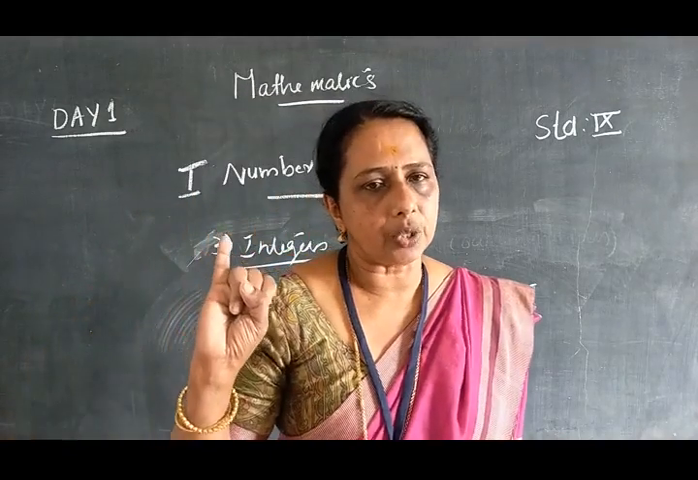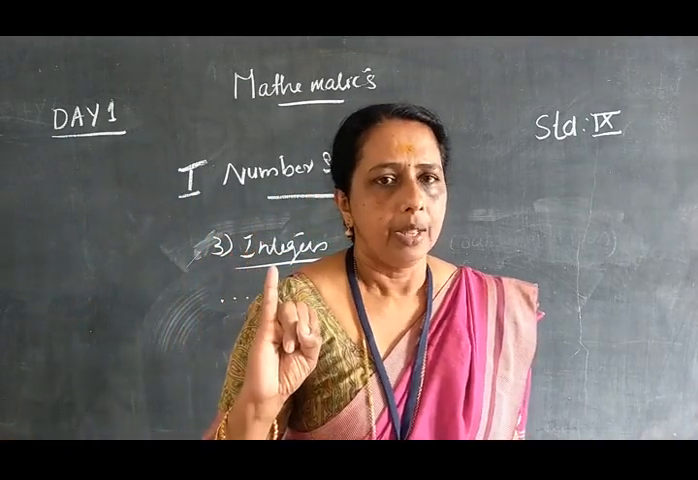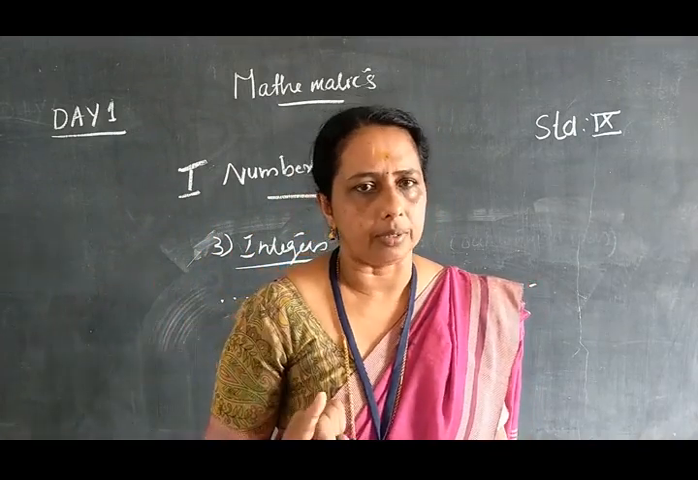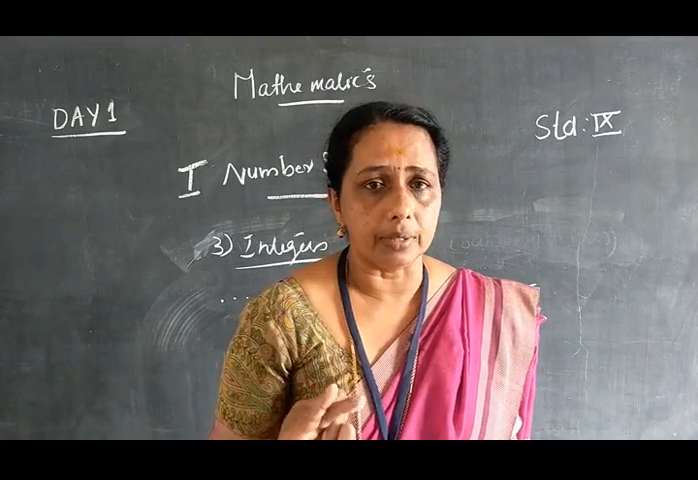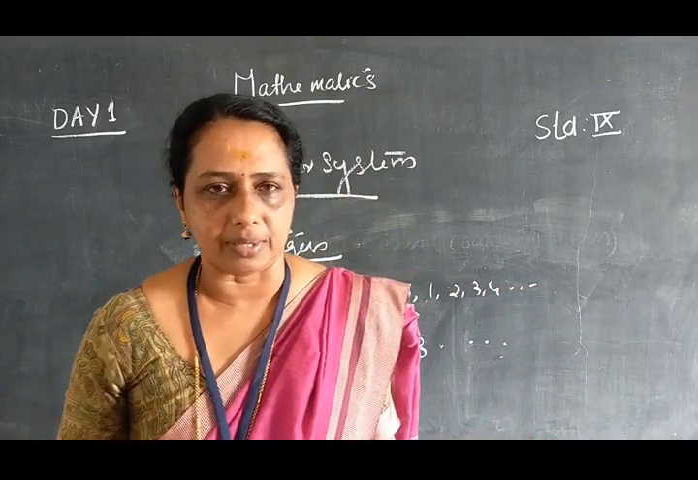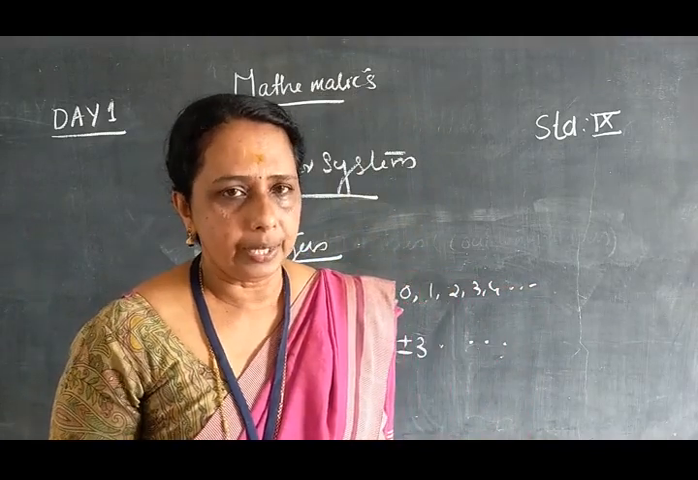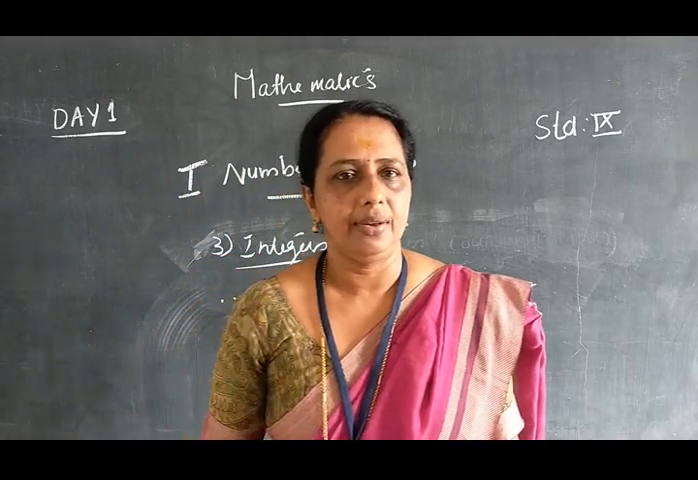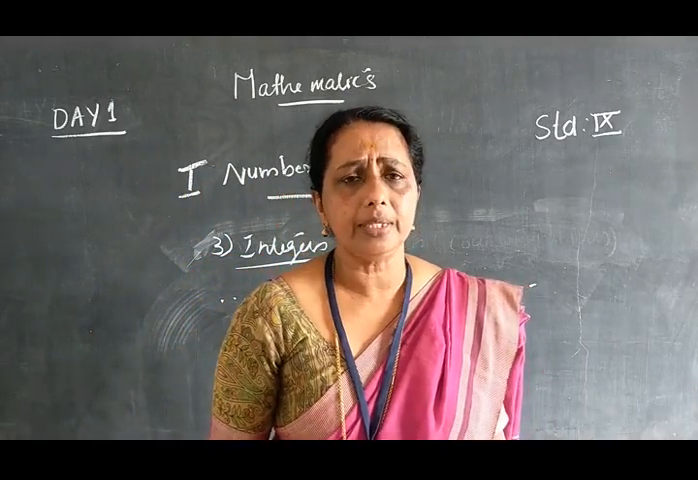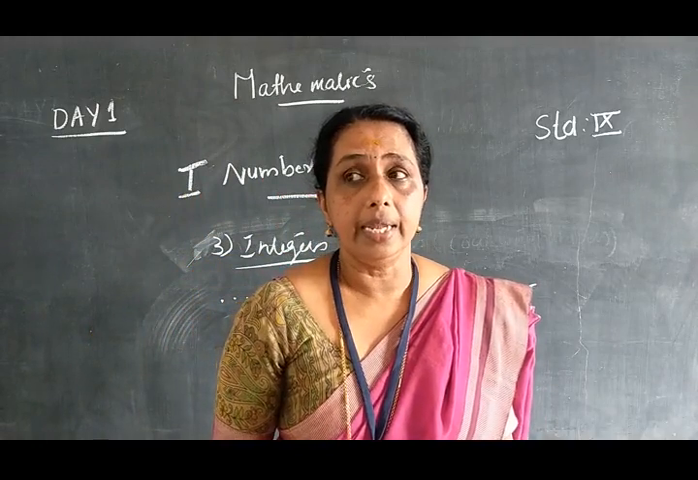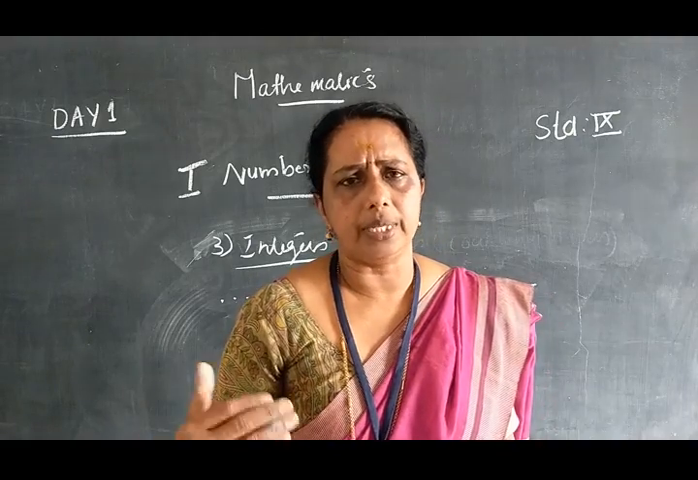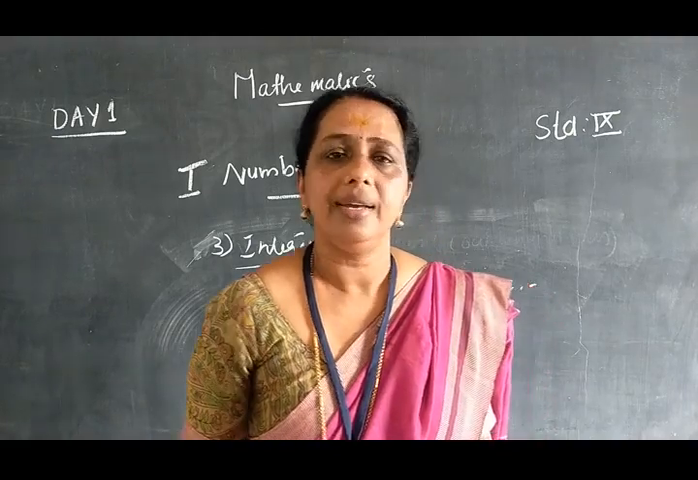Okay, first one is natural numbers or counting numbers. The collection numbers 1, 2, 3, 4, etc. are called natural numbers. Second one is whole numbers. Natural numbers including 0 are called whole numbers. That is the collection numbers 0, 1, 2, 3, 4, etc. Then integers. Integers means whole numbers including negative numbers, or collection of positive numbers, negative numbers including 0.